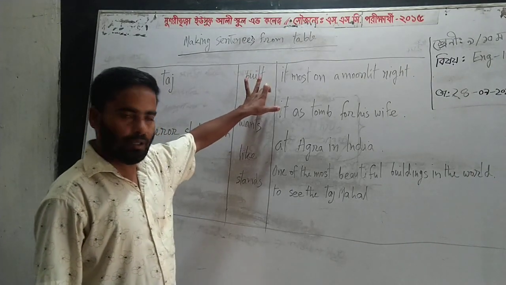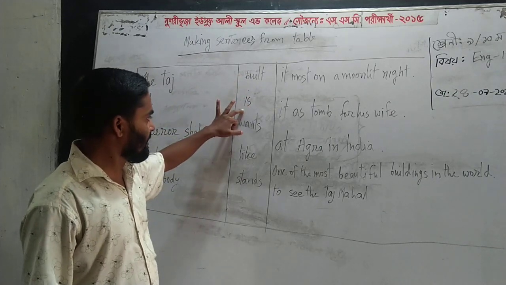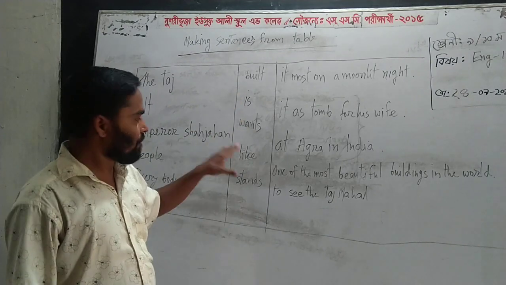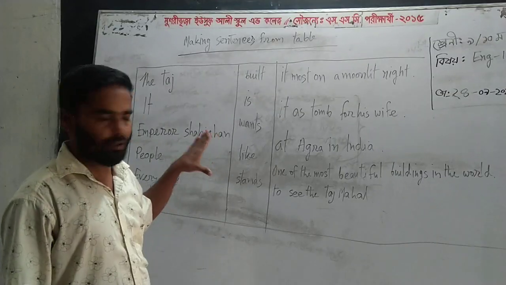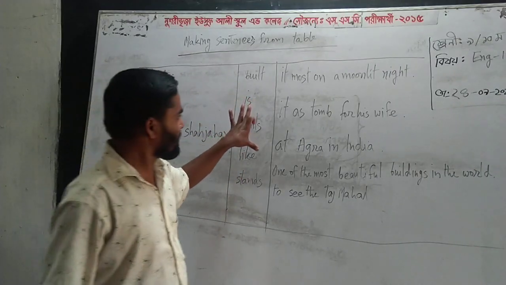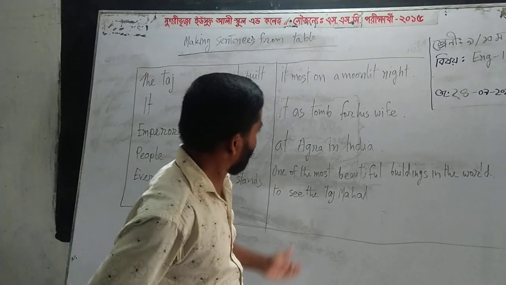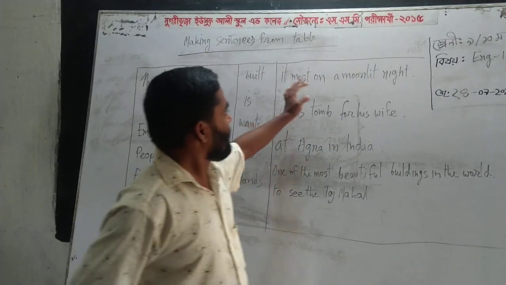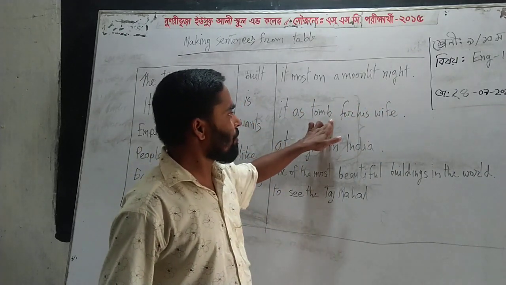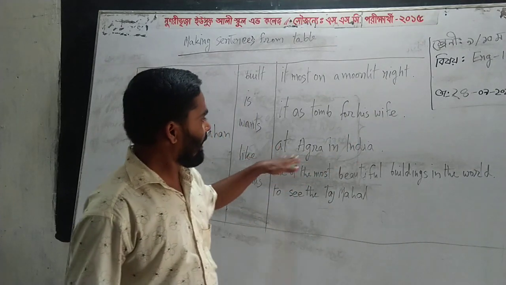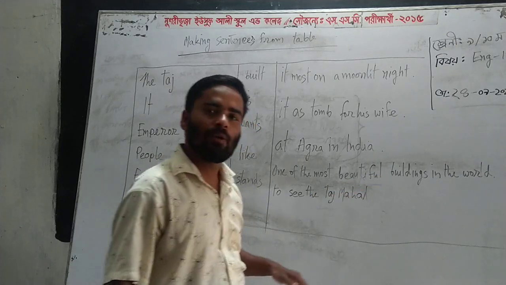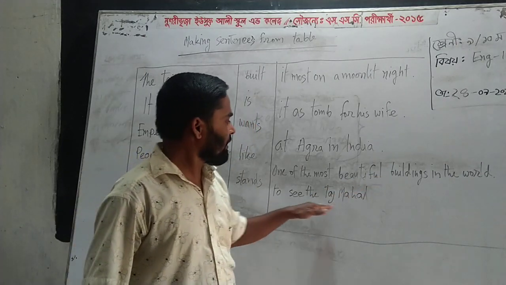Now this part. Have a look. Build. Is. Wants. Like. Stands. So these words go to the verb part. So these are verbs. So this is subject, these are verbs, and now the rest of it. Have a look at the sentences. It moves on a moonlit night. It a storm for his wife. At Agra in India, one of the most beautiful buildings in the world. To see the Taj Mahal.